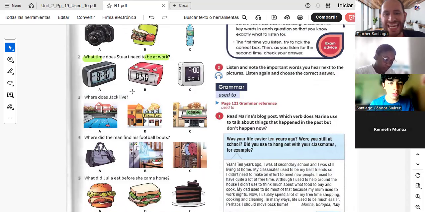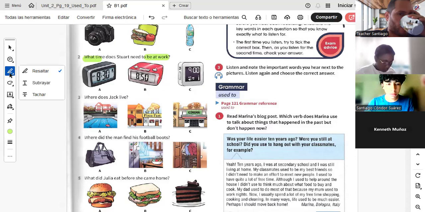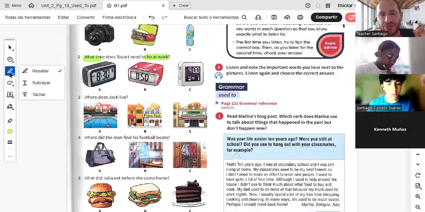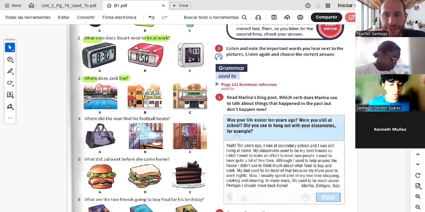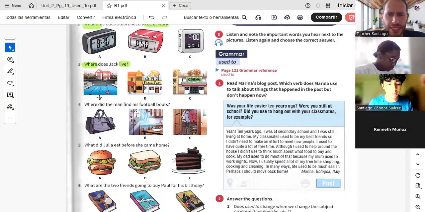Number three, Kenneth, where does Jack live? Kenneth, what are the main ideas or the keywords? I think Kenneth had some issues. Sandra, what do you think? Where does Jack live? What are the keywords? Live, and where, of course. Right? Where? Lives. Okay, great. So it's missing Juliana and Leslie.